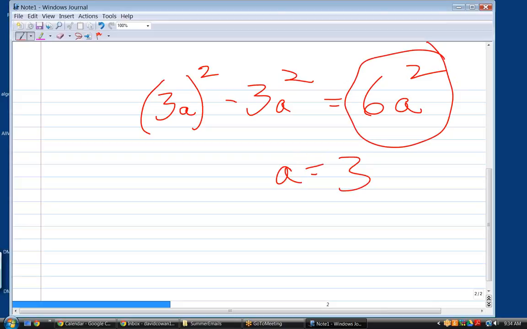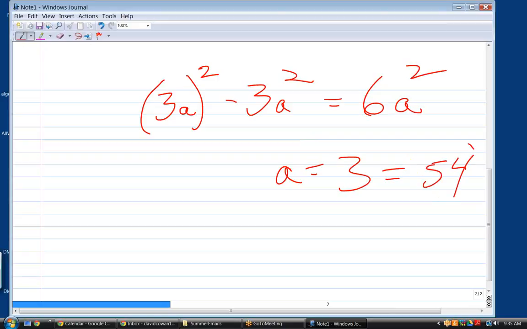Square it first. In other words, you can't multiply the 6 times the 3 and then square it, because this 2 is not operating on the 6, in the same way that this 2 didn't operate on this 3. This 2 here did operate on that 3 because that was in parentheses. So the first thing you want to do is substitute 3 for A, square it, and then multiply it by 6. 54. Remember, anything multiplied by 9, the digits have to add up to 9. 56, they would have added up to 11.